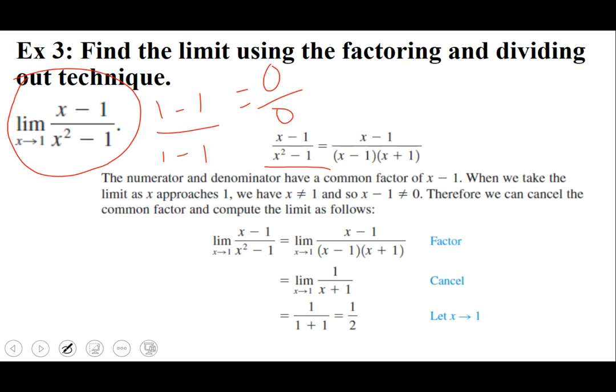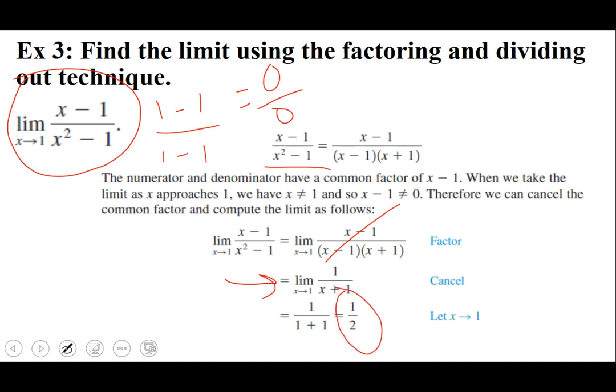Why is that good news? Well, you can, of course, reduce those x minus 1s. Then, once you're left with the reduced form, the limit as x goes to 1 of 1 over x plus 1, when you do direct substitution, you get a nice, wonderful, beautiful answer of simply 1/2.